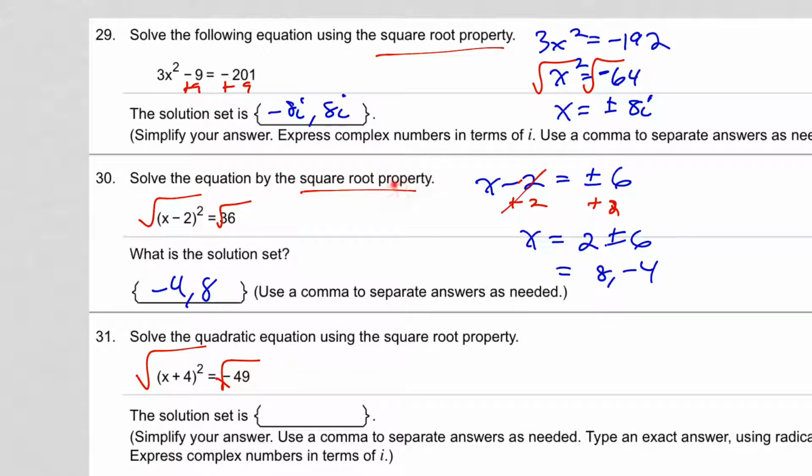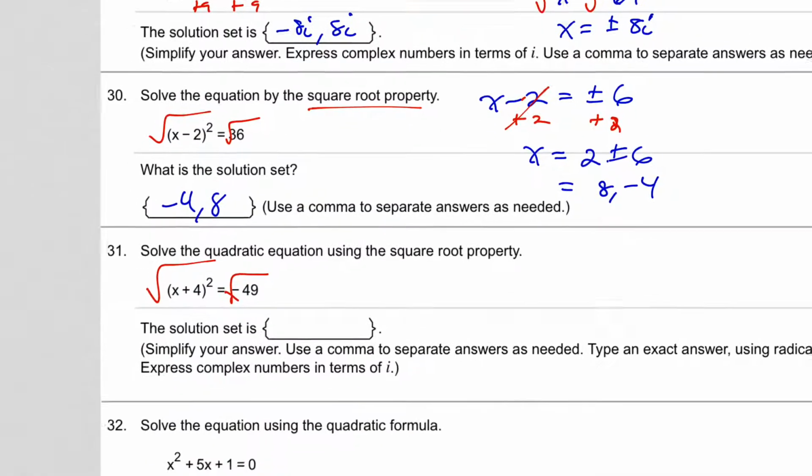Same thing, square root property, do those first. x minus 2 equals plus or minus 6. Add 2 to both sides, so we have to do 2 calculations, 2 plus 6, which is 8, and 2 minus 6, which is negative 4. And there is the solution there.